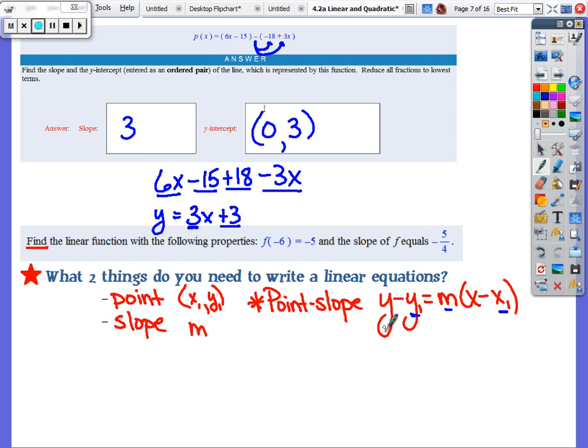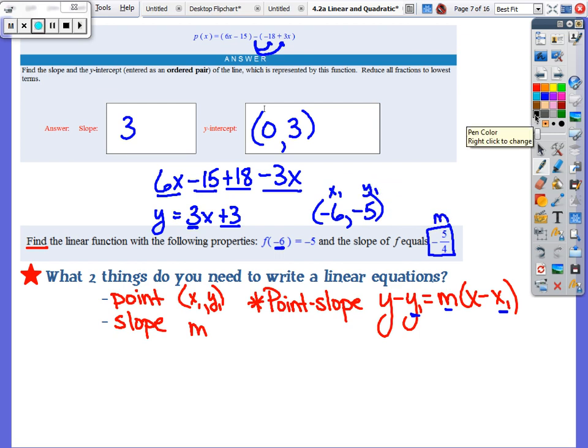And so in a problem like this, I know a point. Now, it's hard to see the point here, but whatever's in the bubble is our x value, and what it produces is the y value. This functional notation simply means the ordered pair negative 6, negative 5. And then obviously our slope is given. And so this is our x sub 1, y sub 1, and this is our m.